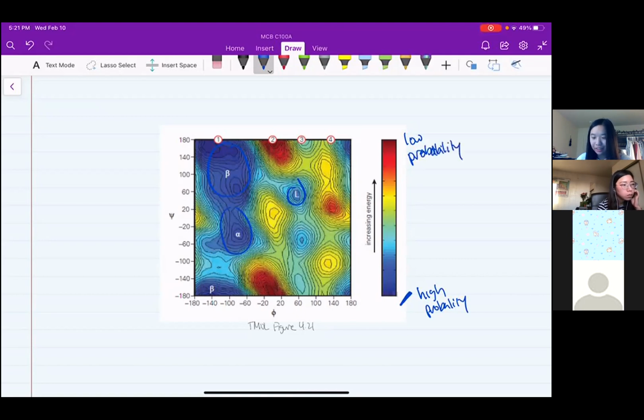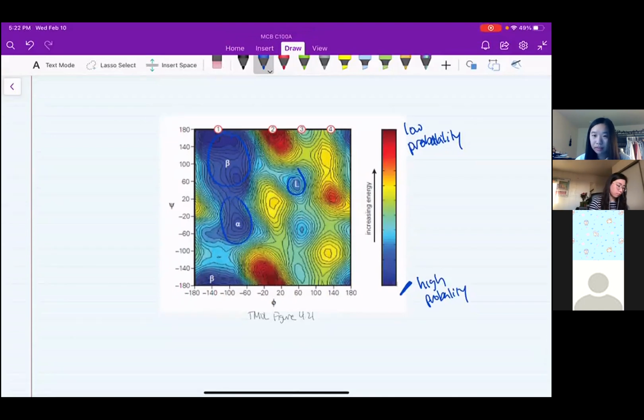So it's not as clear cut as yes, you can have this conformation, no, you can't. But as you increase in energy, those conformations are going to be exponentially less probable because of the Boltzmann equation. Okay, that's all from me, but are there any questions? If not, I will pass it off to the next tutor. But feel free to send me questions in the chat as well.